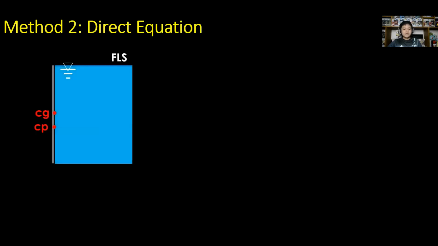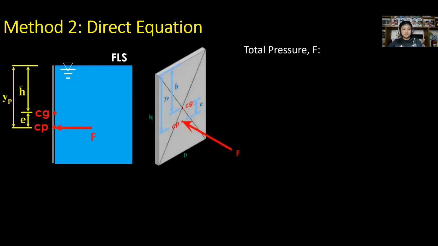Okay, so let's take now the second method, which is the direct method. So it is an ideal method because it is flexible and easy to use for any shape of the surface. First is for total pressure F. For homogeneous fluid or single fluid, F is equal to gamma times H bar times A, wherein gamma is the unit weight of the fluid, H bar again is the distance from CG to free liquid surface, and A is the area of your submerged surface.